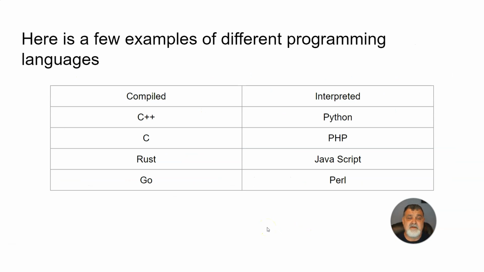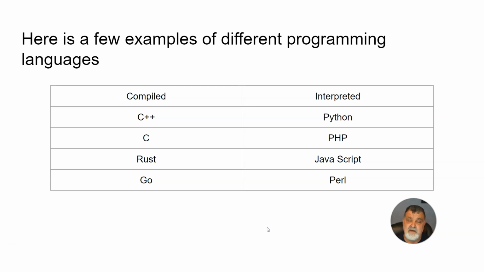All right, so here's a few examples of different programming languages that I've played around with a little bit, that I've looked at, some of these more than others. Compiled languages are C++, C, Rust, and Go. Interpreted languages are Python, PHP, JavaScript, and Perl. Now again, I said this is a few, so don't hit me in the comments and say, hey Jack, there's many more, because I know there are many more out there. But I just wanted to touch base with a couple that I'm more or less familiar with.